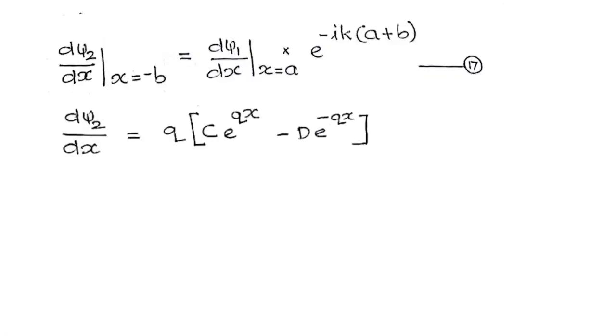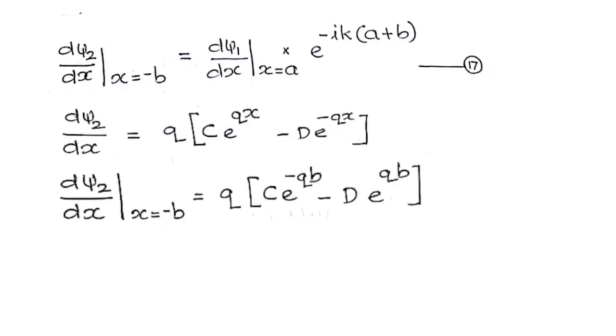So d psi 2 by dx will be equal to q into c e raised to qx minus d into e raised to minus qx. When you differentiate, q will be common. Then d psi 2 by dx when x is equal to minus b will be equal to q into c e raised to minus qb, because x is equal to minus b, minus d into e raised to qb.